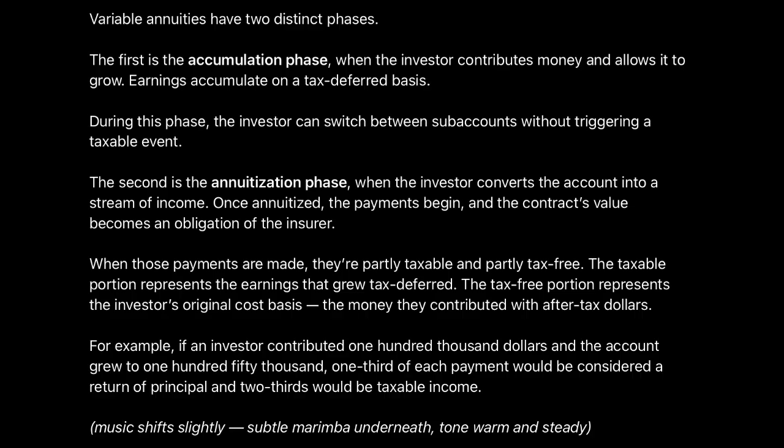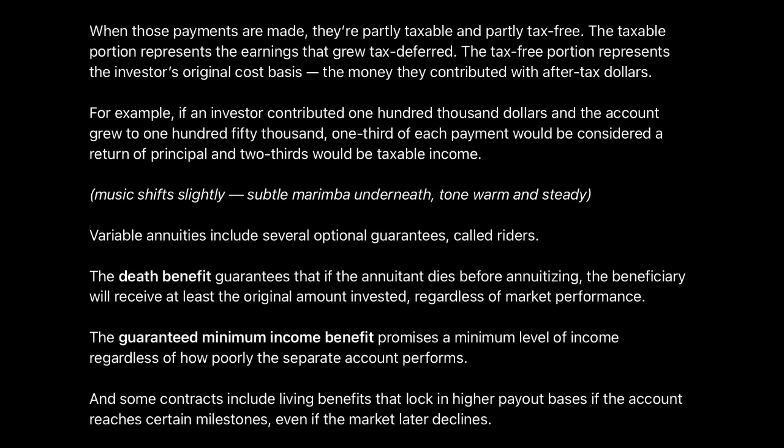The second is the annuitization phase, when the investor converts the account into a stream of income. Once annuitized, the payments begin, and the contract's value becomes an obligation of the insurer. When those payments are made, they're partly taxable and partly tax-free. The taxable portion represents the earnings that grew tax-deferred. The tax-free portion represents the investor's original cost basis, the money they contributed with after-tax dollars. For example, if an investor contributed $100,000 and the account grew to $150,000, 1/3 of each payment would be considered a return of principal, and 2/3 would be taxable income.